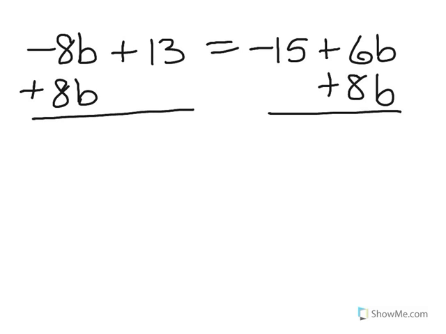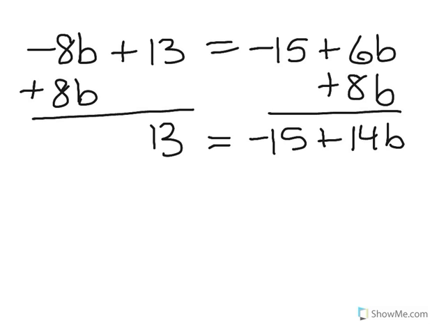On the left side, then, the negative 8B and 8B will cancel each other out. All we have is 13. On the right side, negative 15 is still there. But now we don't have 6 B's, we have 6 B's plus 8 B's, which is 14 B's.